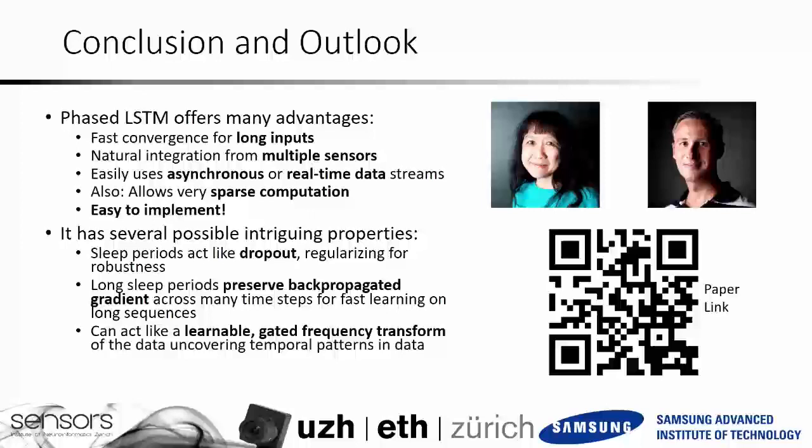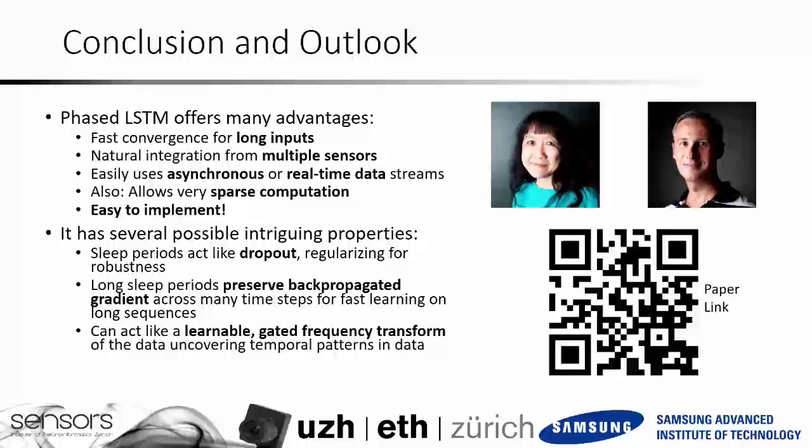For me personally, one thing that I like so much about this model is that it has many intriguing properties. These sleep periods act like dropout and regularize the network for robustness, it seems. And these are all ideas of ongoing work. The long sleep periods can preserve the back-propagated gradient. This is what I was referring to earlier. During the time that it's asleep, that gradient is not being perturbed by all the other input data.